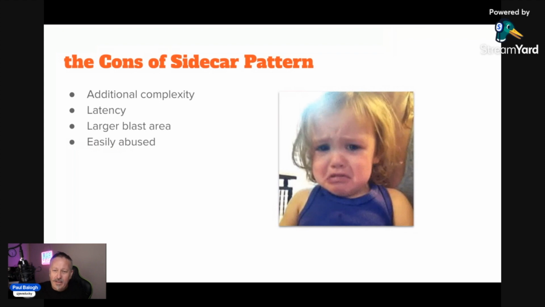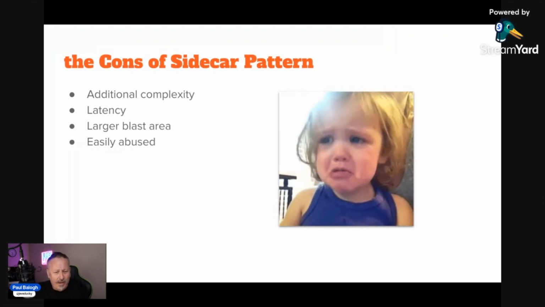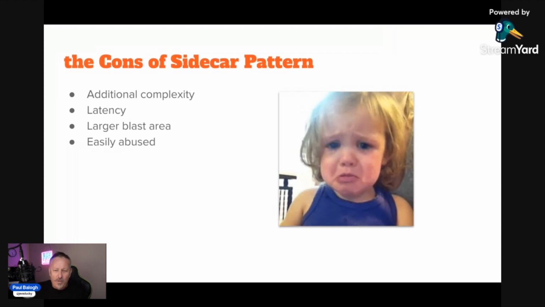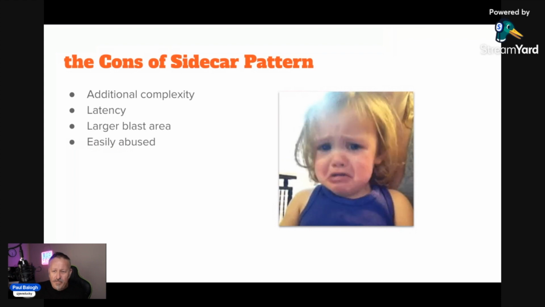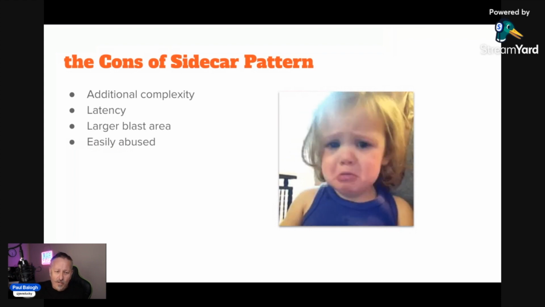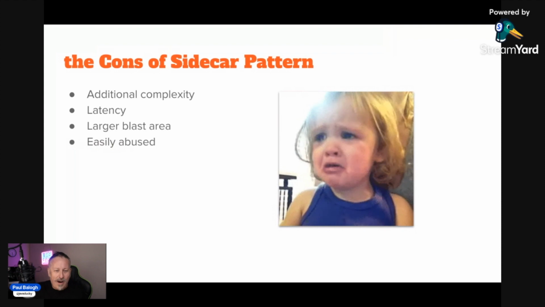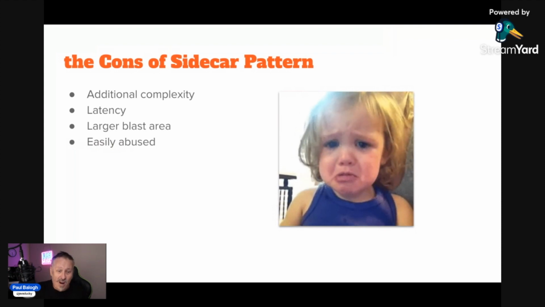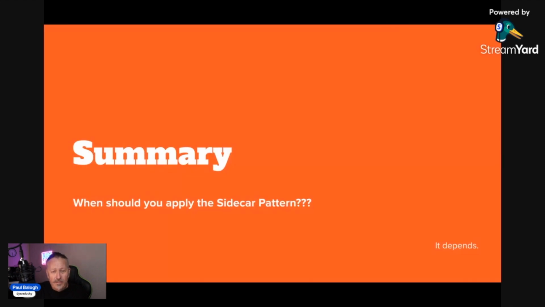To be honest, you can see the pros and think everything should be in a sidecar, right? But it's really a bad answer. Always carefully weigh the pros and cons of each function. There are many horror stories out there from Kubernetes where a pod contains nine different sidecars. This is something that makes SREs cry. So in closing, when should you apply a sidecar pattern? Well, as with everything, it depends. Hopefully this quick tutorial gives you enough guidance that you can make an informed decision.